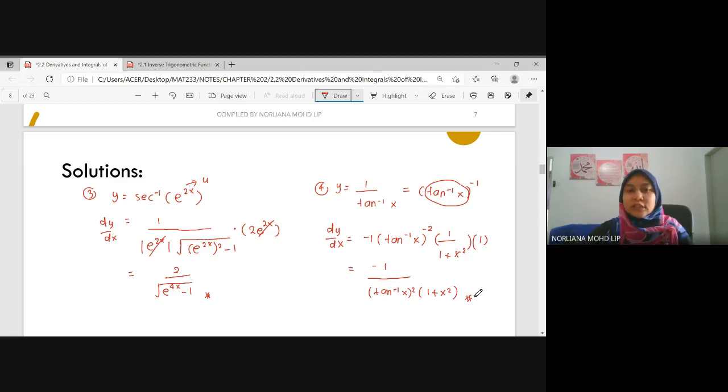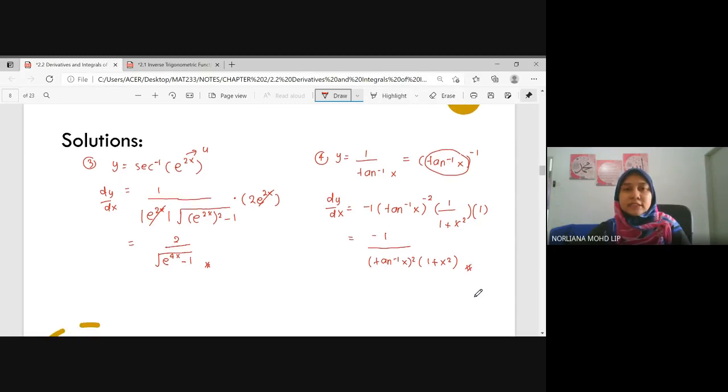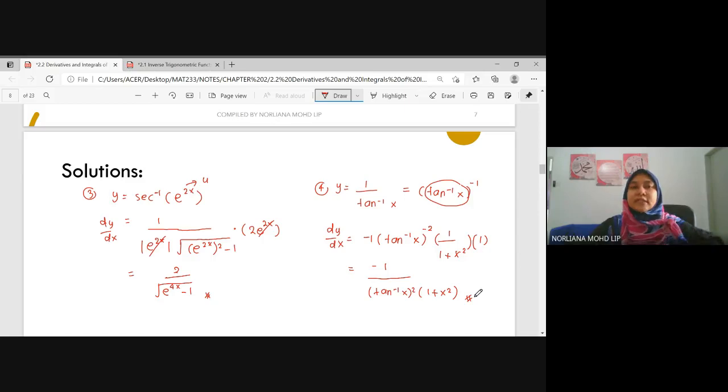Yang ni awak kena tahu ada 6 lah formula of the differential of inverse trigonometric function. There are 6 formula. Awak kena apply je lah. And then applykan juga substitution, using substitution, kalau involve complicated function kan.